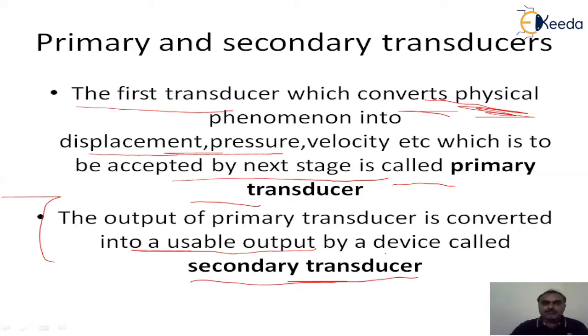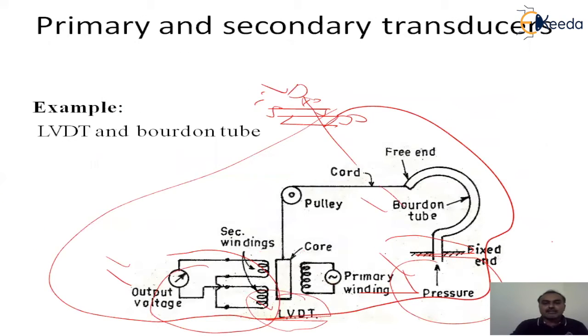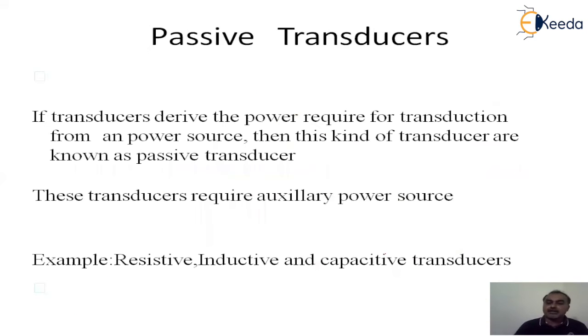Next, the third category of the transducers are called passive and active transducers. What are passive transducers? Passive transducers means they require some auxiliary power source, and these are not self-generating type. So they are dependent, they are passive. They require some auxiliary power source, and the best examples, as I told you, are resistive, inductive, and capacitive transducers.